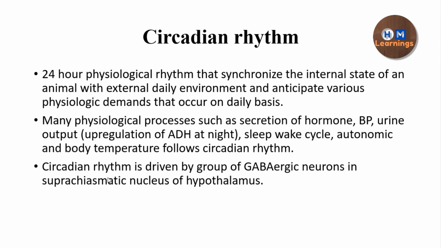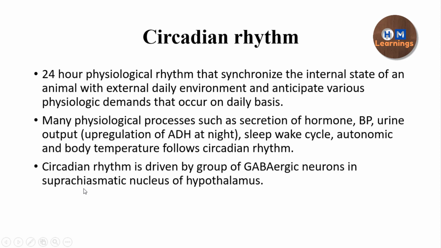And similarly, like the urine output, at night we have less urine output. So how does the body know that this is night? Okay, how does the body know that this is night and now the urine output needs to be reduced? For that the body needs to detect and synchronize with the external environment, and that synchronization is called a circadian rhythm. And who does this synchronization? The answer is the suprachiasmatic nucleus of the hypothalamus.